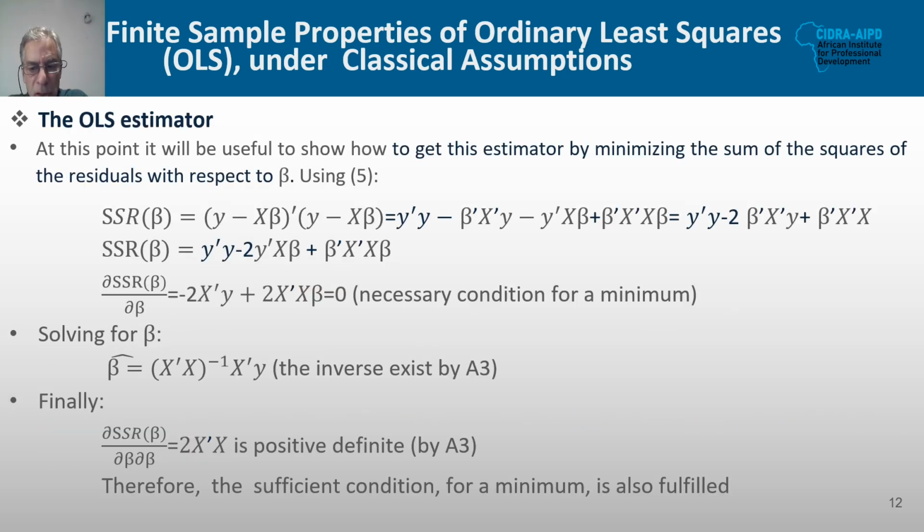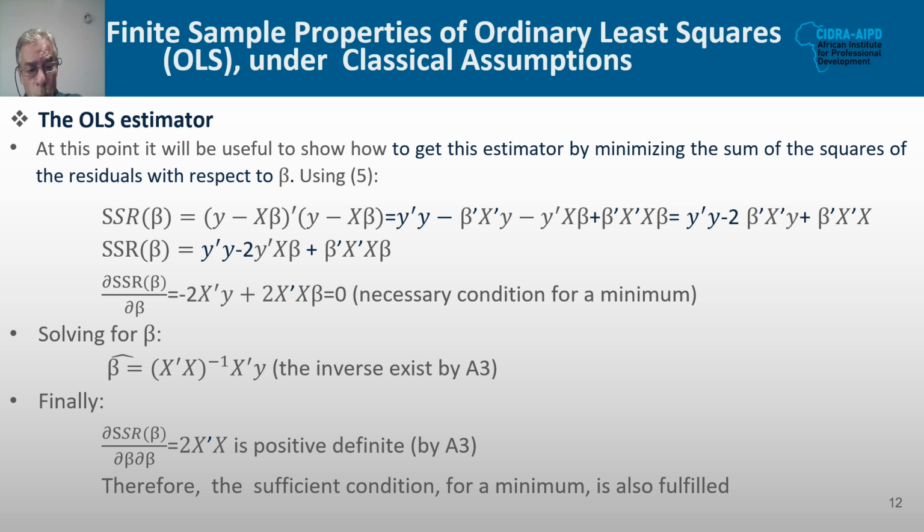At this stage, it will be very useful to show you how to get the OLS estimator. And this is going to be done by minimizing the sum of the squares of the residuals with respect to beta. Using 5, we can get an expression for the sum of squared residuals in matrix form, as you see in the first equality of the slide. Then you apply rules regarding the transpose of a matrix and distribution in operations with matrices. If you have any doubt, please let me know, and I can be more explicit about that.